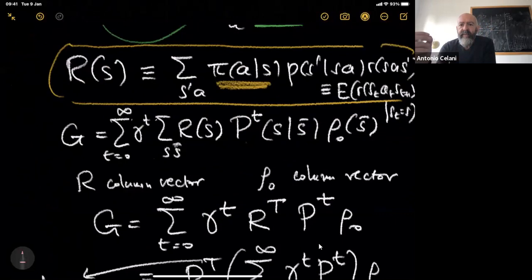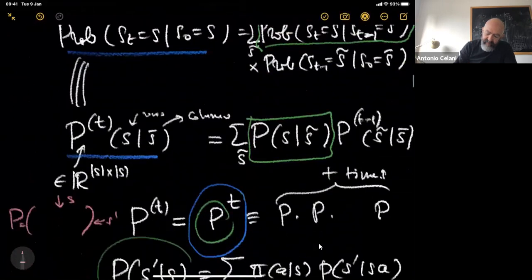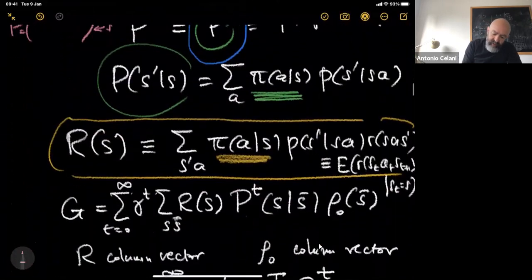Now, the fact that I am using matrices is alluding to the fact that I can rewrite G in a much more compact form using matrices and vectors. So that's what I'm about to do here. So use matrix vector notation.